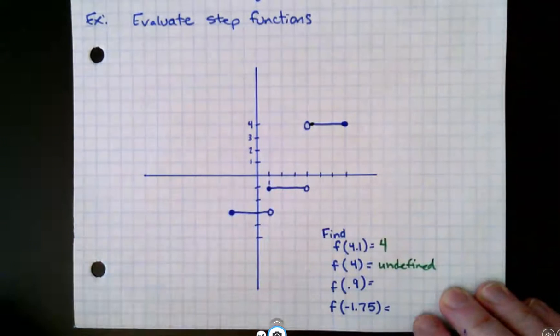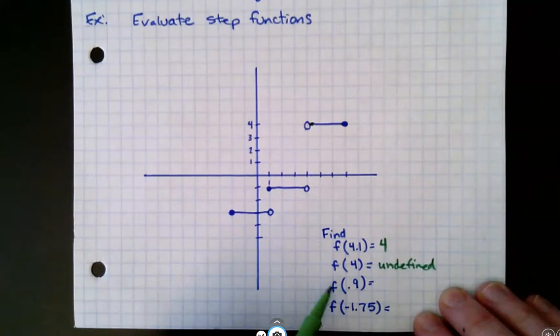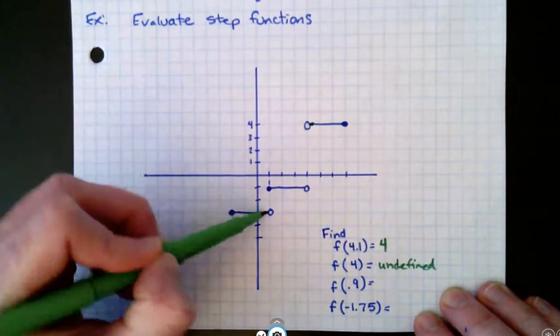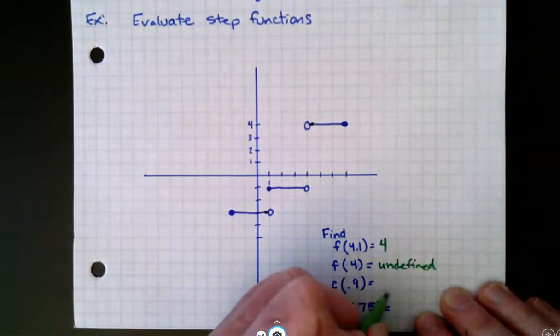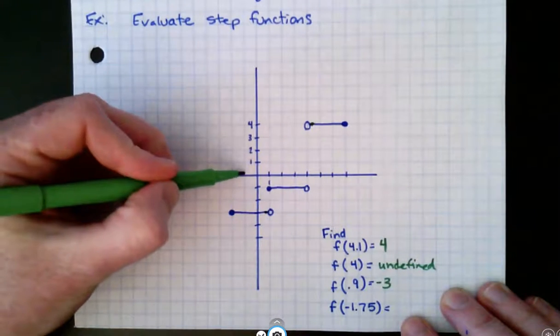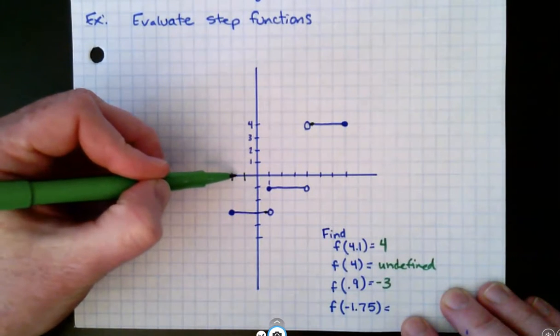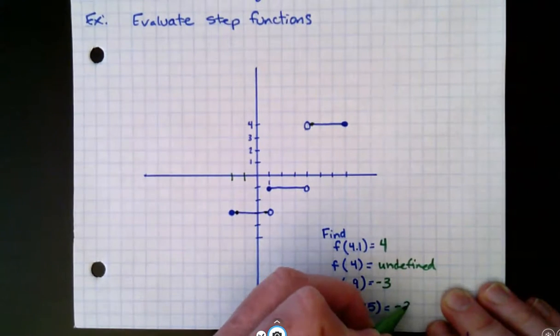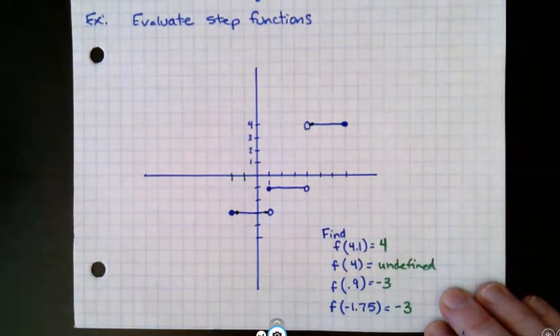There's an open circle where x is 4. There is no value for this function there. f of 0.9, so here's 0.9, so it looks like we're down here, so that's 1, 2, 3, negative 3. f of negative 1.75, there's negative 1, negative 2, negative 1.75 would be right here, so that's negative 3. Okay, good luck.